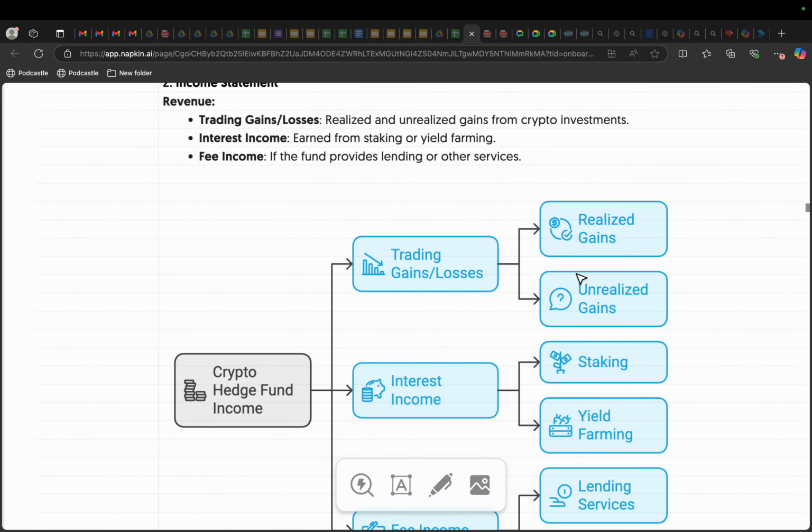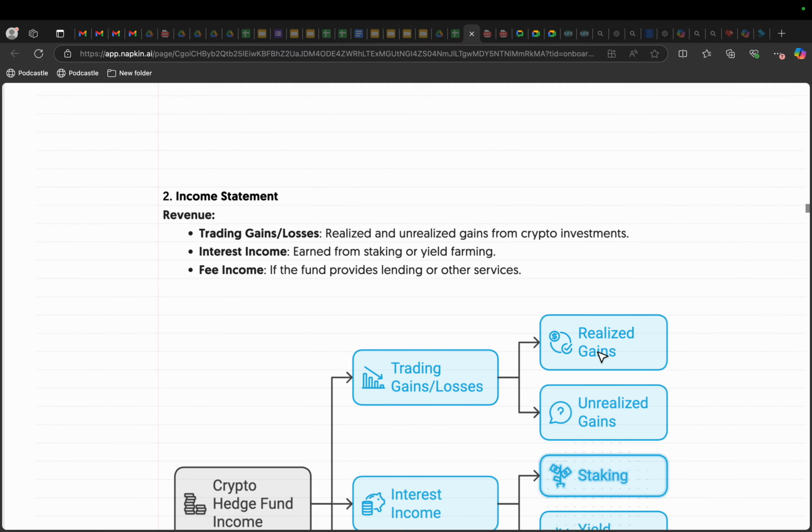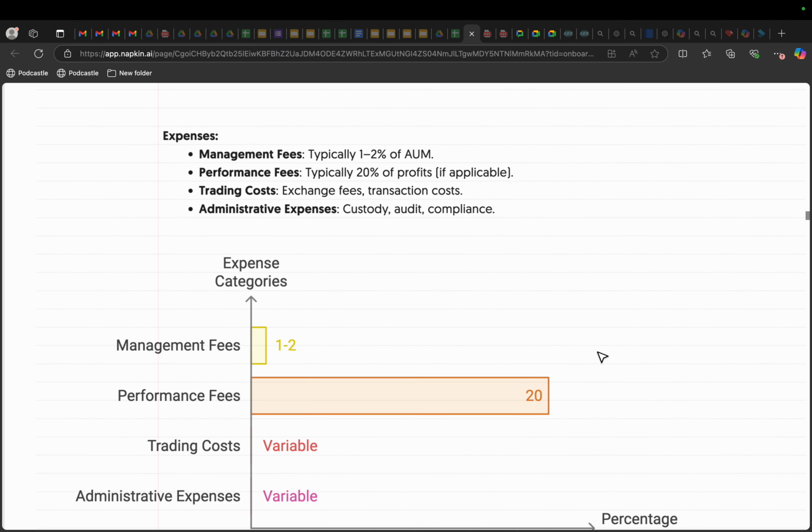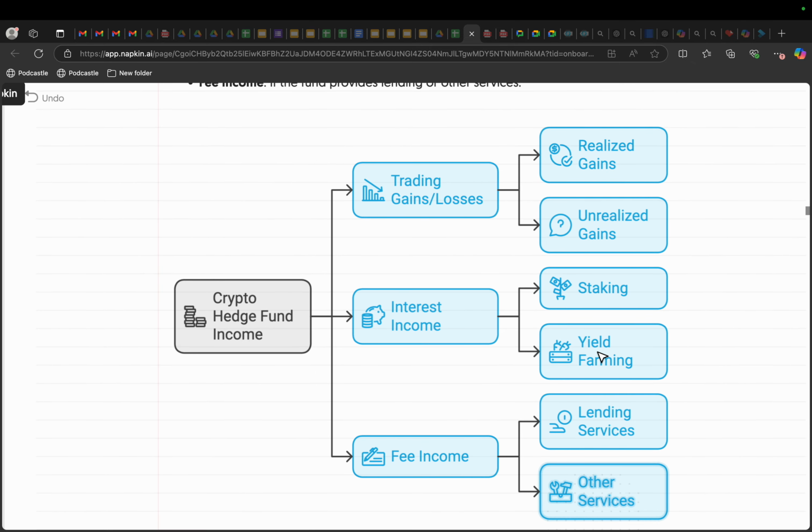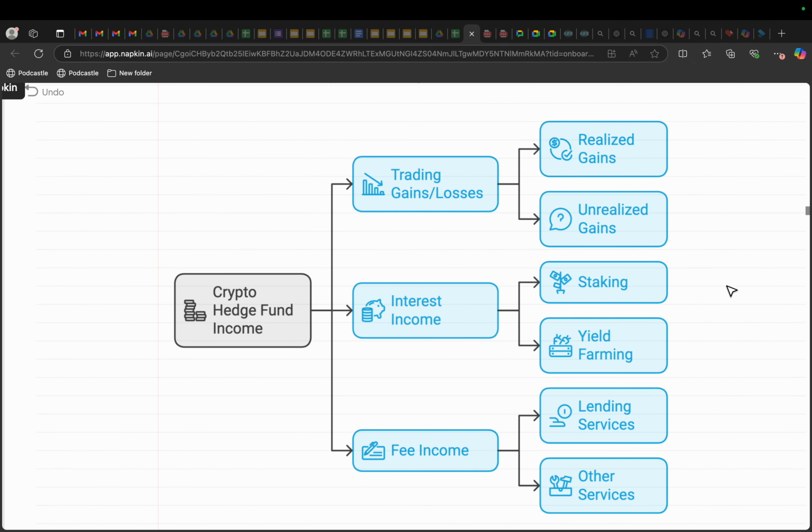Apart from that, the fund also prepares an income statement. Now, how does the income statement of a crypto hedge fund look? In a crypto hedge fund income statement, you can see a couple of heads, like trading gains and losses. It could be realized gain or unrealized gain. Both types of gains you need to report under the income statement. Both are gains from trading activities, and you can record them on the credit side of the P&L account.